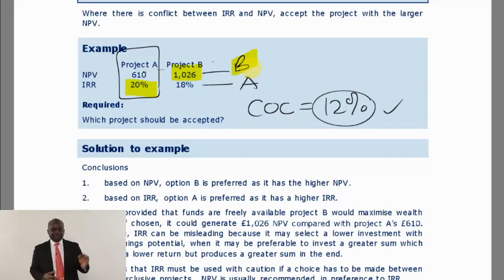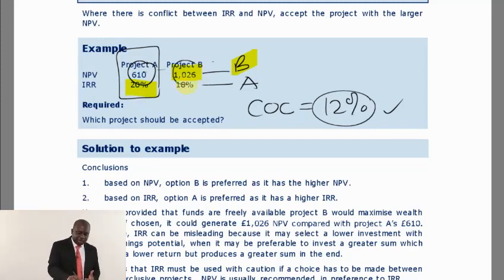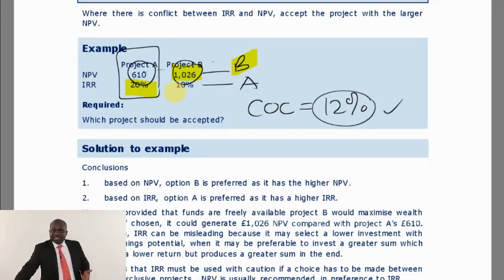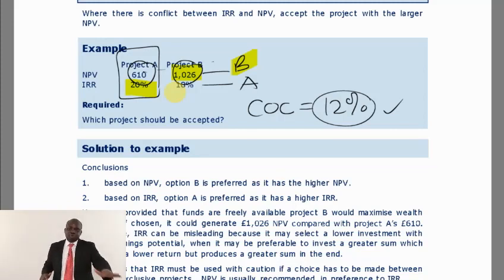Therefore, if I undertake project A, I will increase the shareholders' wealth by an NPV of 610. If I do project B, I will increase shareholders' wealth by 1026. It's common sense. Forget about NPV, whatever. If I put the absolute figure 610 here, and the absolute figure 1026 pounds, and I tell you to close your eyes to pick one, I don't think anybody will pick the 610.